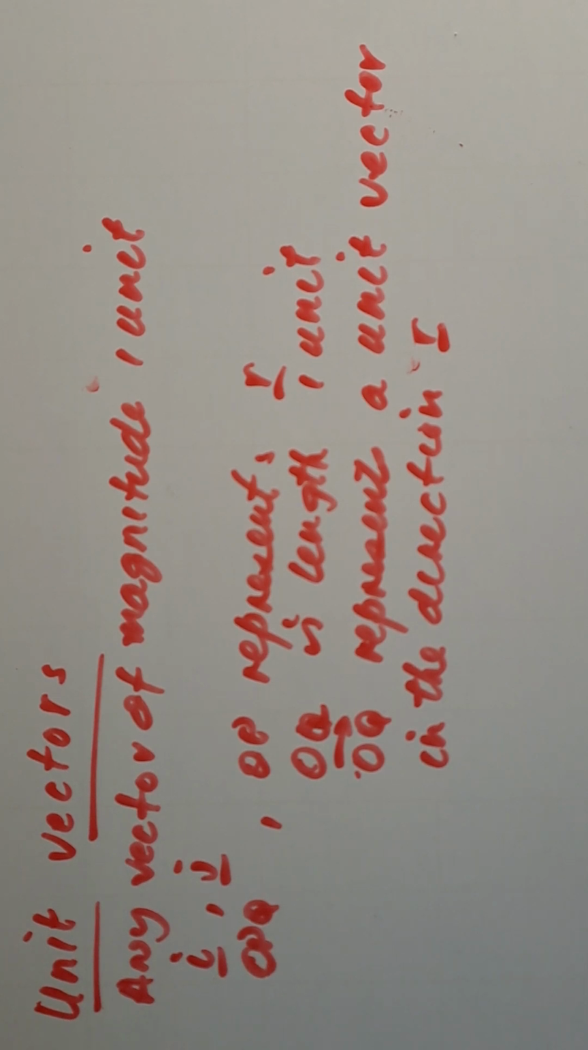Right? So we have a definition of the unit vector: it is of magnitude 1 unit, examples i and j. And if we have a line OPQ where OP represents the vector R, and OQ is of length 1 unit, then OQ represents a unit vector in the direction of the vector R.